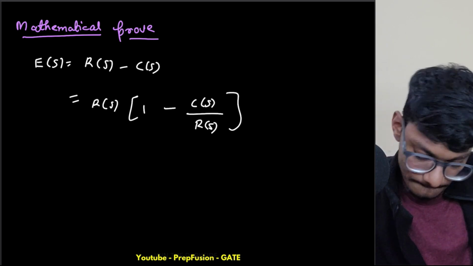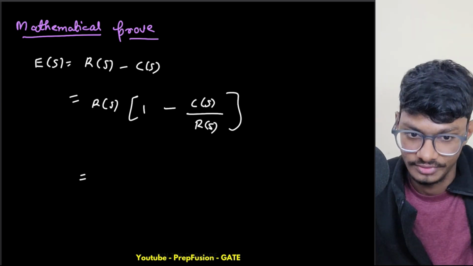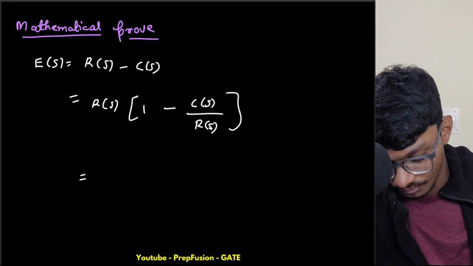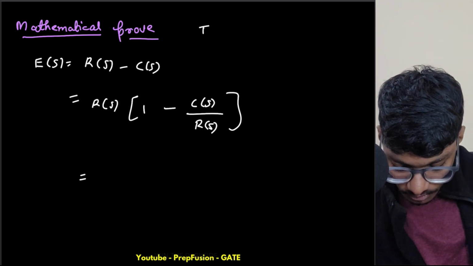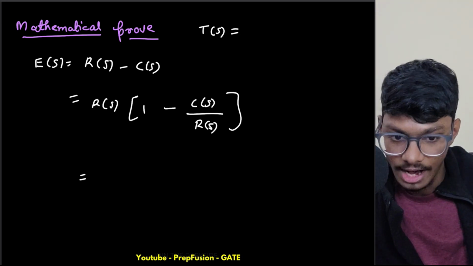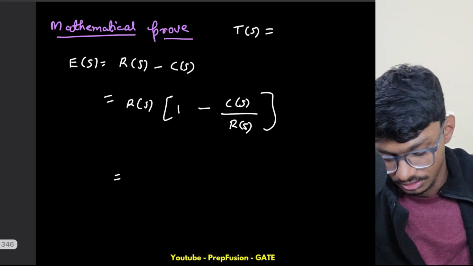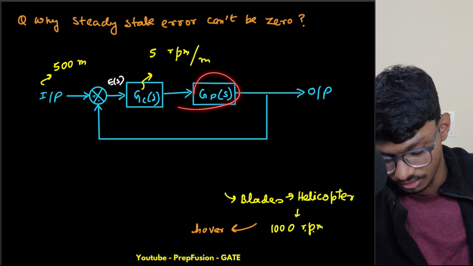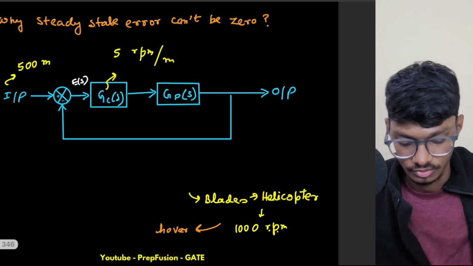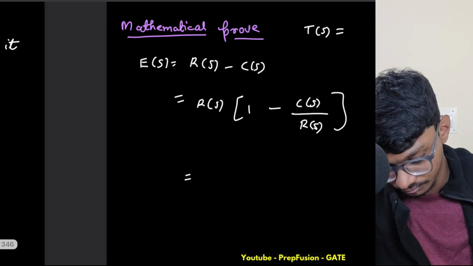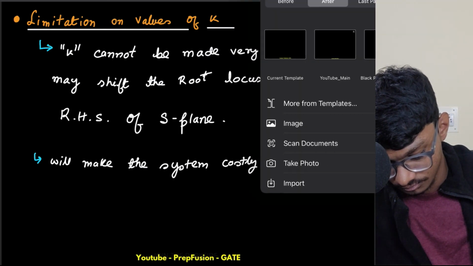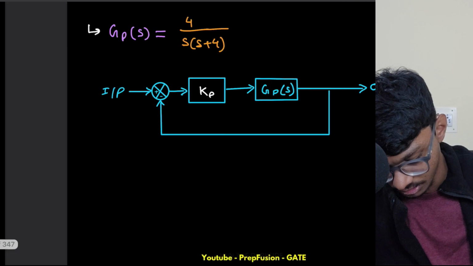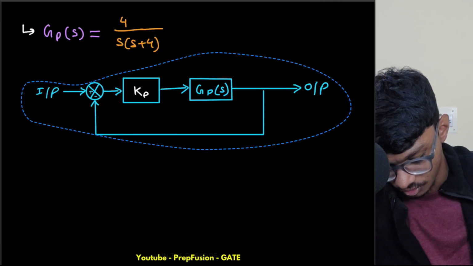Okay, simply, what is C of S upon R of S? So what is the transfer function? Transfer function in this case is, like, we have the plant also, G of S. Okay, let me name this as G only, and we have Kp. So I will just draw the block diagram. The block diagram is here, right? Yeah, this is the block diagram. Just copy this.